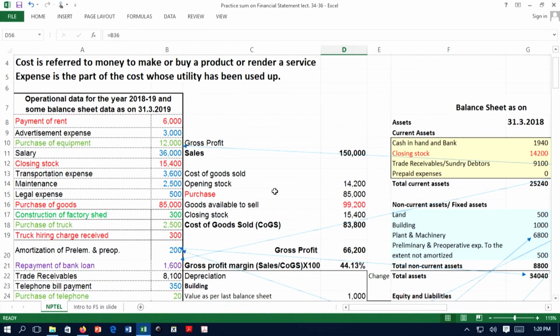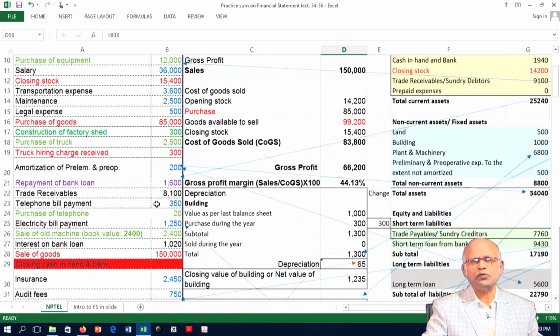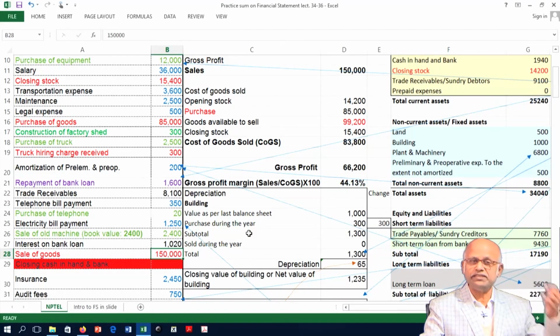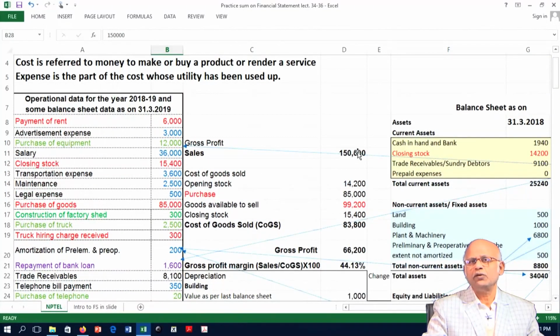What is gross profit? Gross profit is sales minus cost of goods sold. We already know sales is 1,50,000, that is given, and that you get from your sales ledger. There is a ledger, and at the end of the year you make a sum of all the entries that you find. At the end of the year you found sales is 1,50,000 rupees. So, that is your sales.